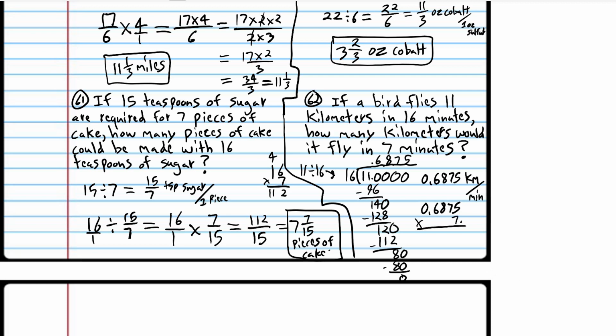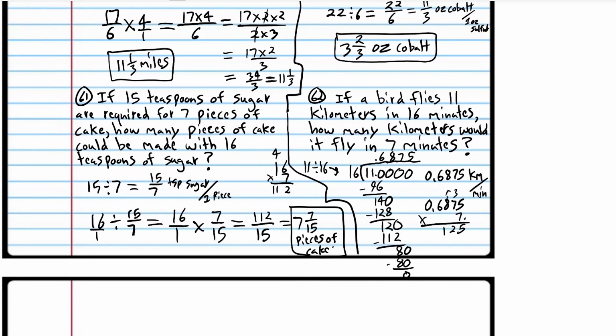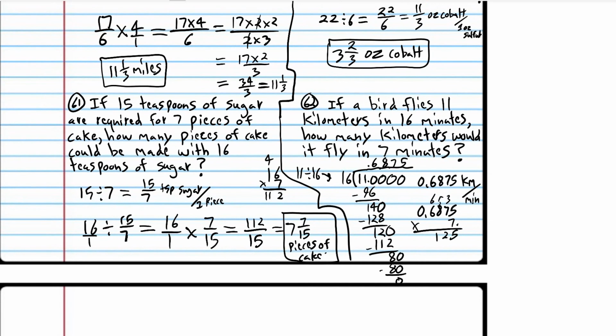Notice that the decimals are not lined up. 7 times 5 is 35, carry the 3. 7 times 7 is 49, plus 3 is 52, carry the 5. 7 times 8 is 56, plus 5 is 61. 7 times 6 is 42, plus 6 is 48. And there are 1, 2, 3, 4 digits to the right of the decimal, and no digits to the right of the decimal here. So that's a total of 4 digits to the right of the decimal. So we count 1, 2, 3, 4. And our answer is 4.8125 kilometers.